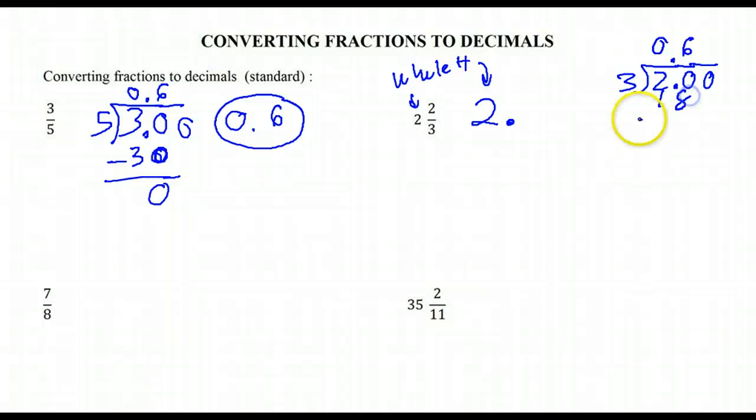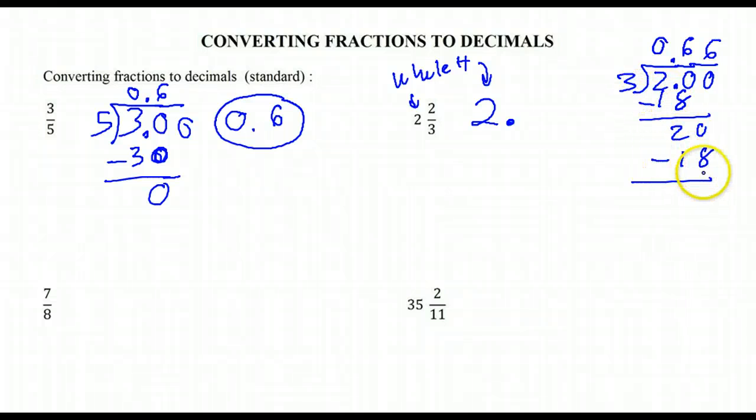3 into 20 is 6. That'll give us 18. 20. 3 into 20 is 6. That'll give us 18. And if you notice, we're getting a repetition inside of our division. That's how we can tell that this is a repetition. So we're going to always get a 6, and then that is our answer: 2.6 with the little bar above to indicate a repeating 6.